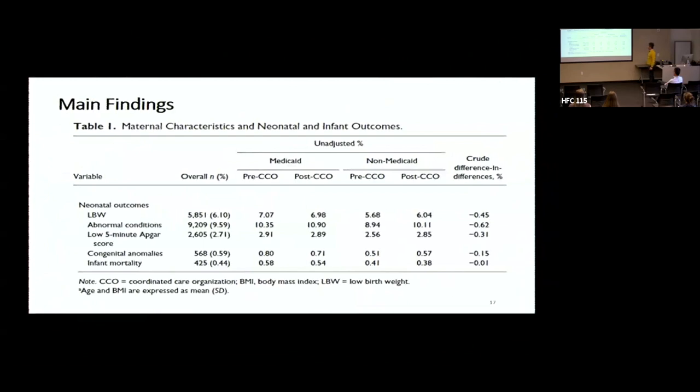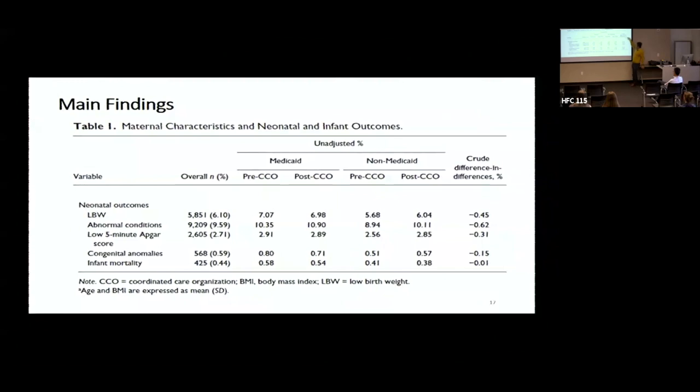So for the main result, this is a crude difference in differences, so you can see the trend. For example, low birth weight, for our study policy population, it reduced like this. And for the non-Medicaid population, it actually increased. So nationwide, there's an increasing trend in low birth weight during the time period. This captures nationwide trends, so it serves as a really nice reference group. But we see the CCO population actually having better outcomes after implementation.